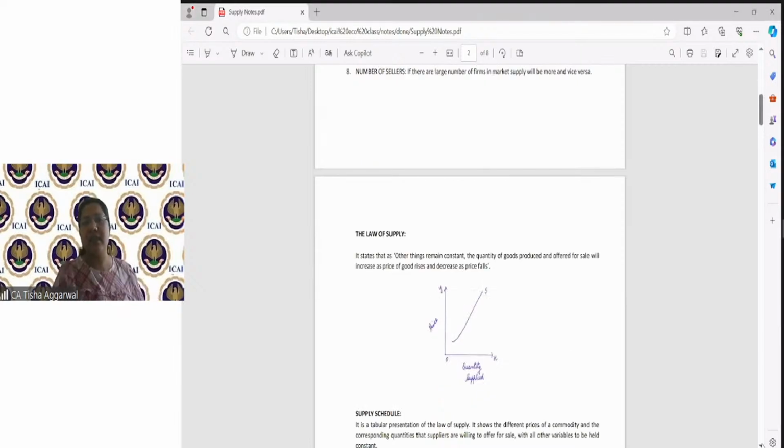Next is the number of sellers. If there is a large number of firms, obviously the supply will be high. If there are fewer producers or sellers, there will be less supply. I hope this is clear up till here.